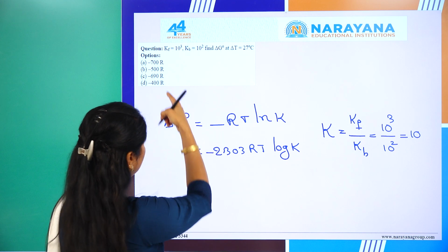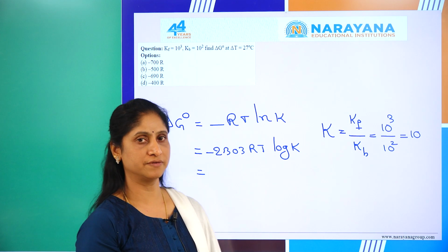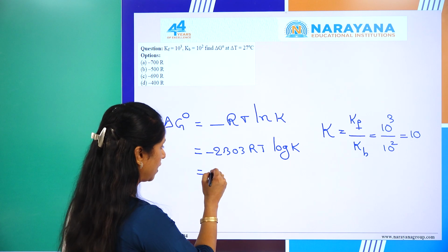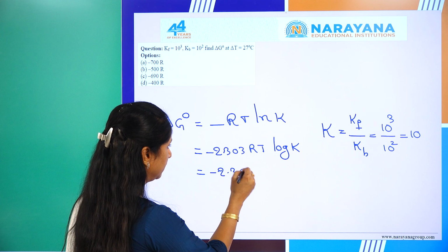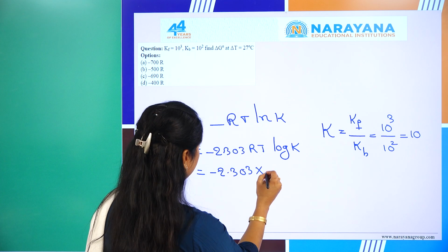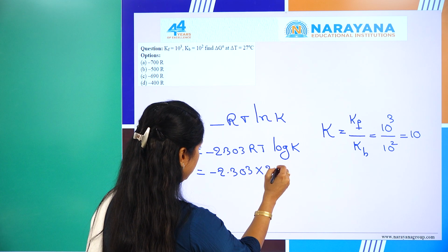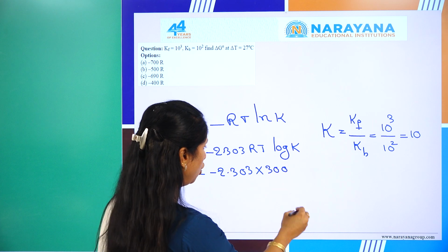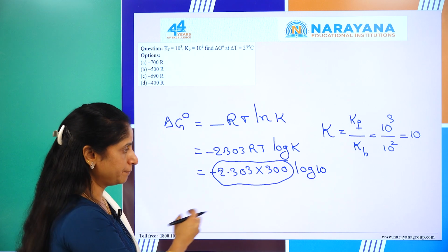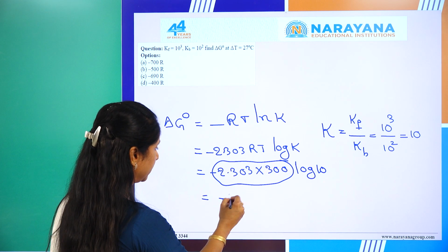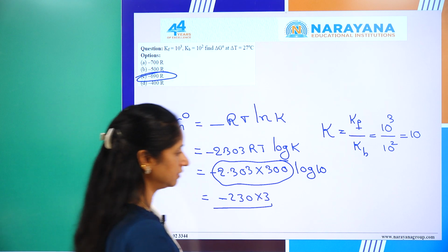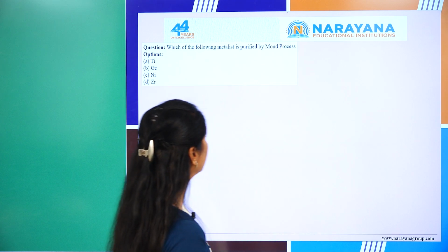So no need to substitute the R value, in all the options they are keeping the universal gas constant. So in terms of R they are asking you to calculate. So therefore I can write minus 2.303, I am keeping the R as such, T temperature given is 27 degrees, 300 Kelvin, whereas log 10 is 1. So obviously you should do an approximate calculation of 230 with 3, you are getting minus 690 R is the answer. So let us see the next question.